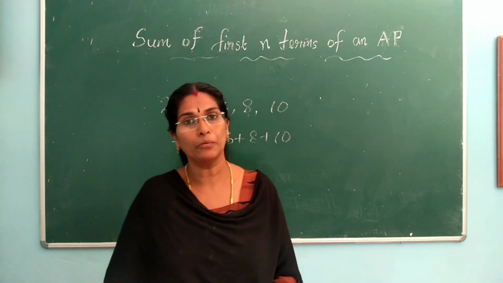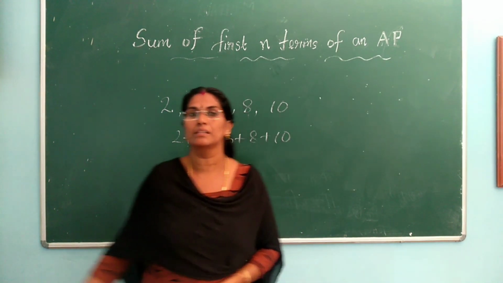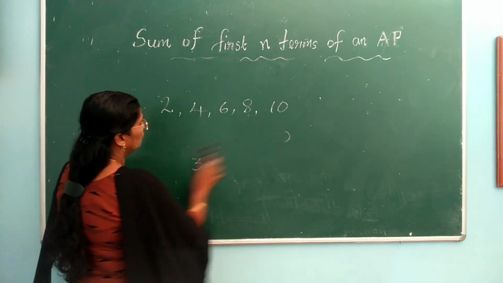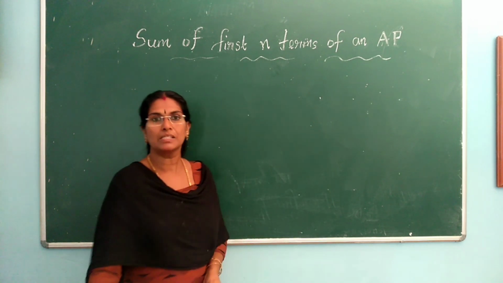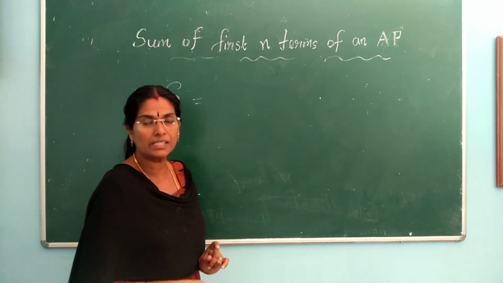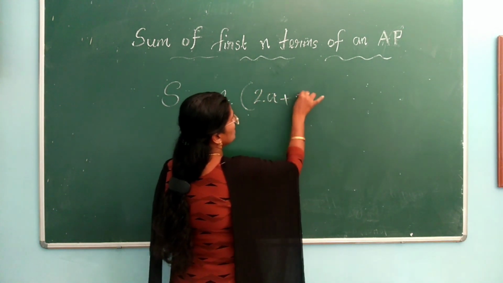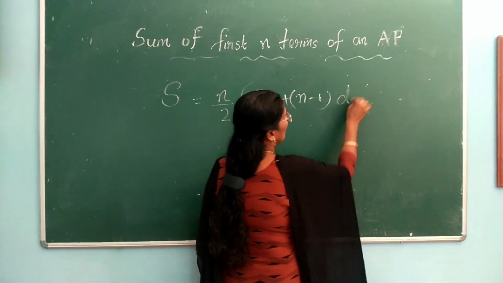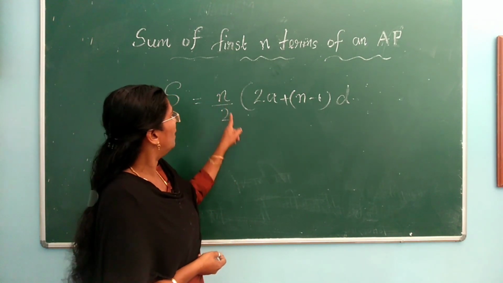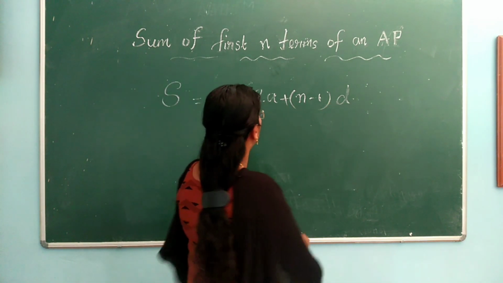But if the number of terms are more, we cannot add like this. For this, we have to use one formula. That formula is given by: sum of n terms of an AP, S is equal to n by 2 into 2a plus n minus 1 into d. S means sum.